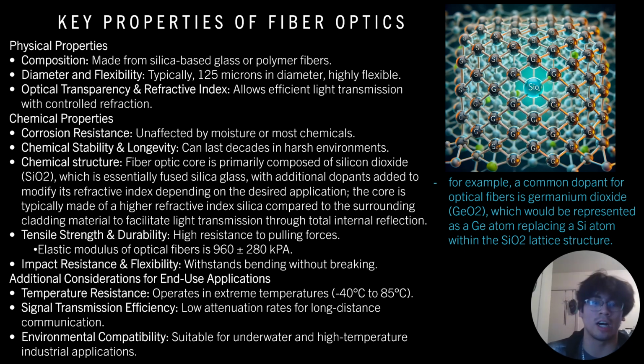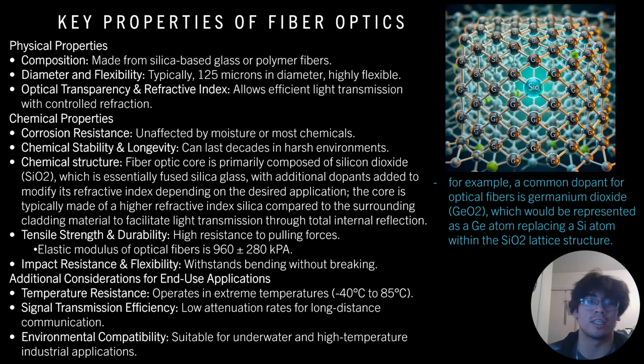Now, the optical transparency and refractive index. Optical transparency refers to the ability of the fiber to transmit light with minimal loss, whereas the refractive index is a measure of how much light bends when entering the fiber. Both of these are used to measure exactly how efficient a fiber is at transmitting light.